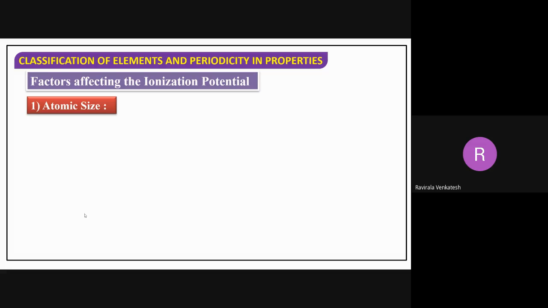Ionization potential. All of you, write down in your notebook: factors affecting the ionization potential. So the first factor, you write down atomic size.